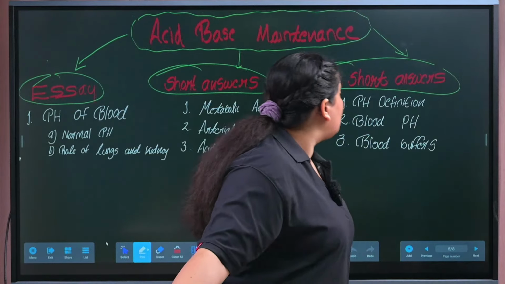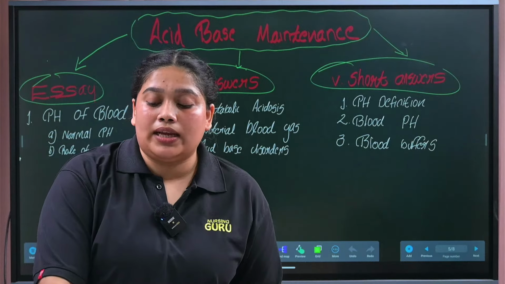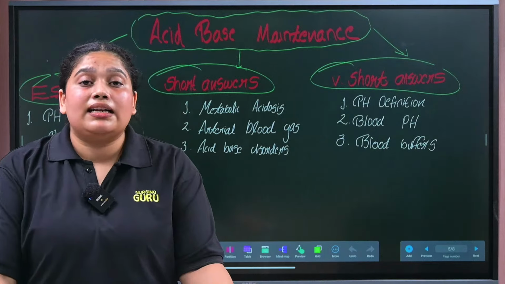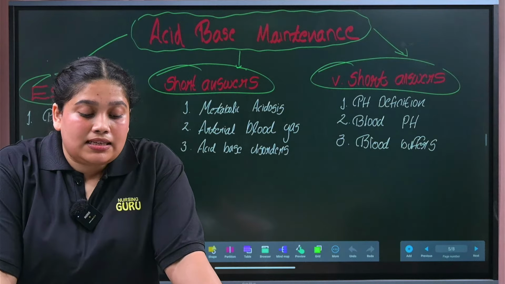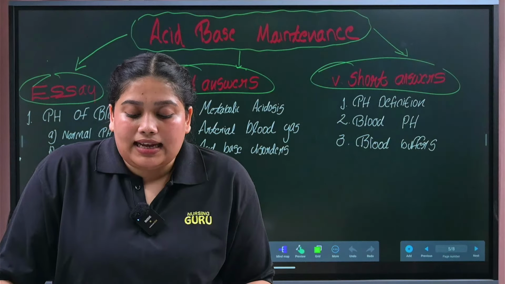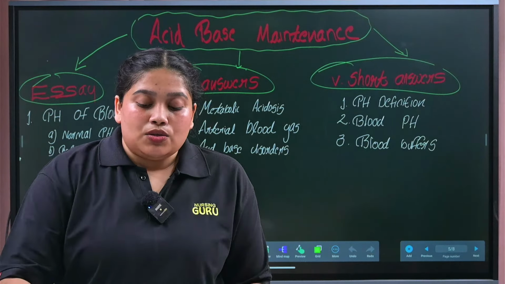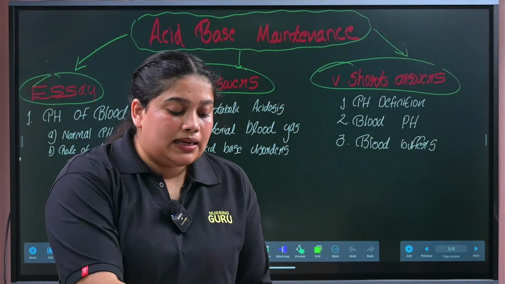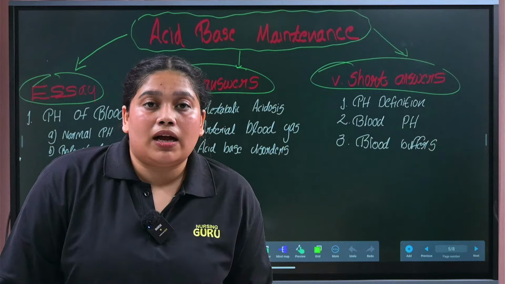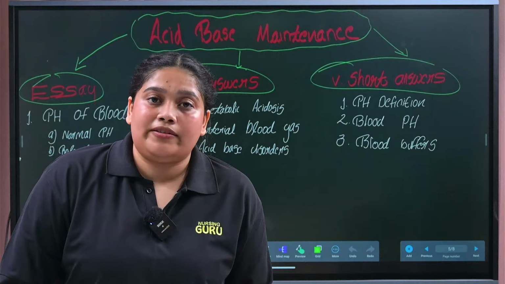We'll move on to our next chapter, that is the fifth unit, acid base maintenance. In that, the expected essay question is, what is the normal pH of blood? Describe the role of lung and kidney in the maintenance of normal blood pH. Okay, so first you have to write the pH. What is the pH? And the normal value of pH. What is the normal value? It is 7.4 or 7.35 to 7.45.